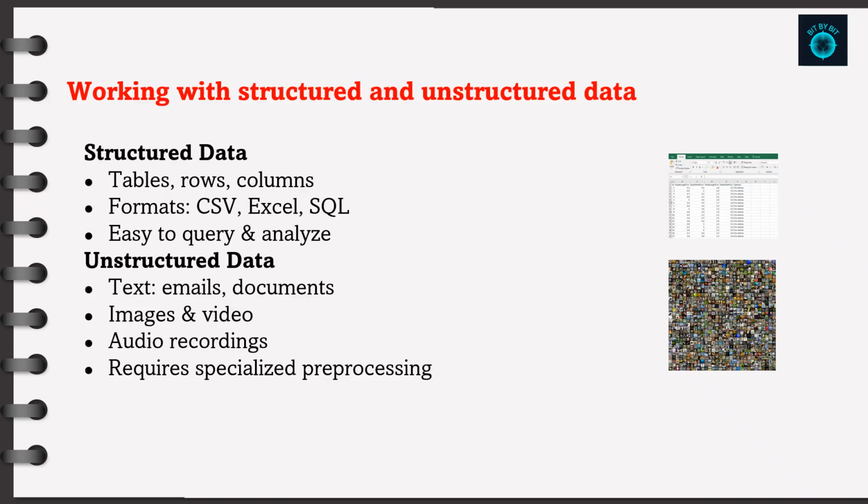Most real-world AI solutions combine both types. For instance, a customer feedback analysis tool might use structured data like ratings alongside unstructured text from reviews. Understanding the differences and preparing each type correctly is key to building accurate, reliable AI models.